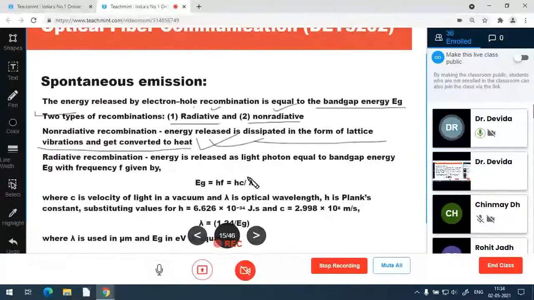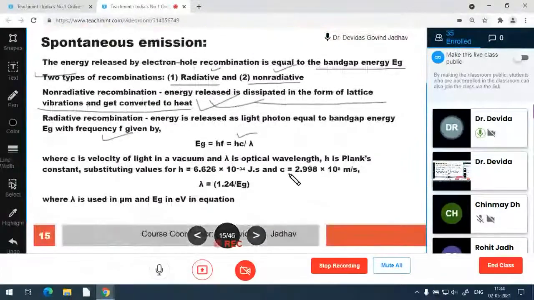In radiative recombination, the energy released in the light photon is equal to the band gap energy. That is, Eg is equal to Hf, or Eg equals Hc upon lambda. Here c is the velocity of light in vacuum, lambda is the optical wavelength, and H is Planck's constant, 6.626 times 10 raised to minus 34 joule second. C is 2.998 times 10 raised to 8 meters per second.